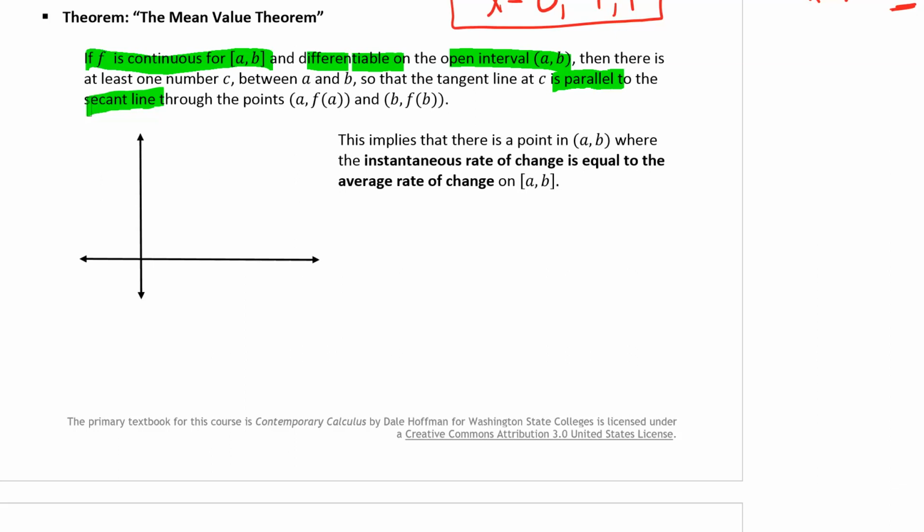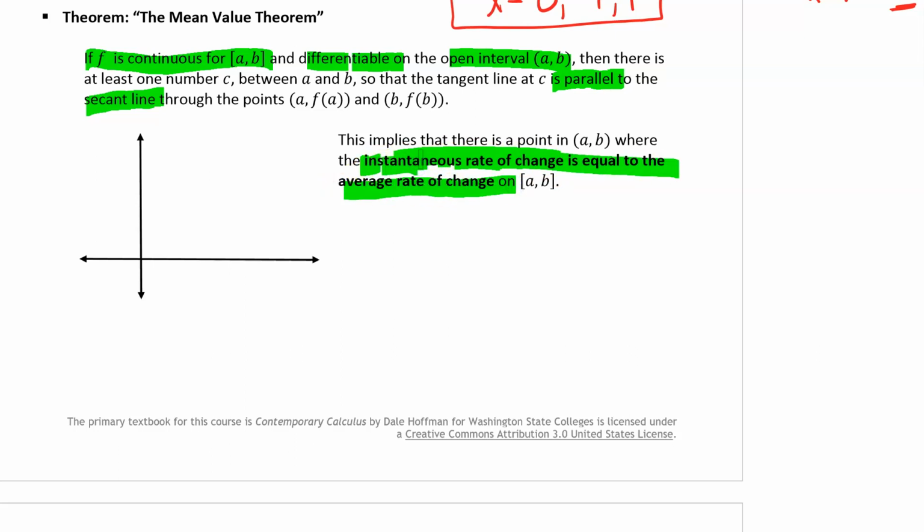So this is beyond just having f prime of x equal to 0. It's a matter of it being parallel to the secant line. And remember, secant is just the slope between those 2 points. So this implies that there is a point in A to B where the instantaneous rate of change is equal to the average rate of change.